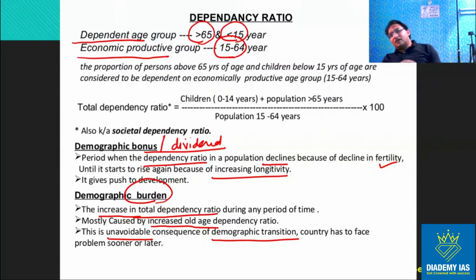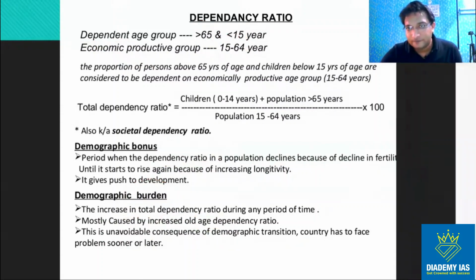So for example, the countries like Italy में हम देख रहे हैं कि this corona is having the maximum adverse impact, right? The mortality rate is very, very high in Italy. Why? Because the average ratio of the old age is very, very high, right? So old age dependency ratio is very, very high. That is why Italy is facing this problem of high mortality after the corona issue, right? So this is called demographic burden.